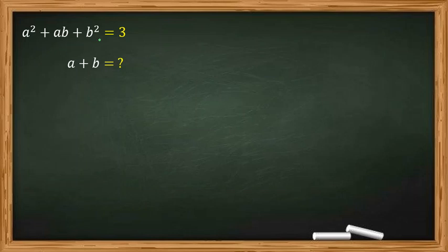A squared plus AB plus B squared equal to 3A plus B is what? A and B are integers. Okay. Now for these types of problem, we multiply first by 4. It will be 4A squared plus 4AB plus 4B squared equal to 3.